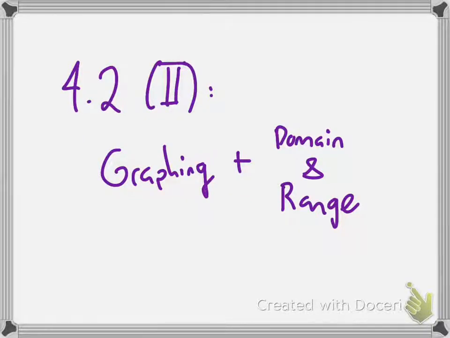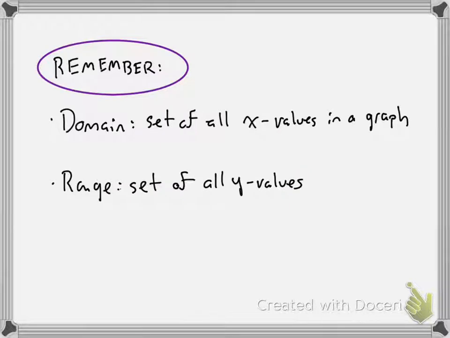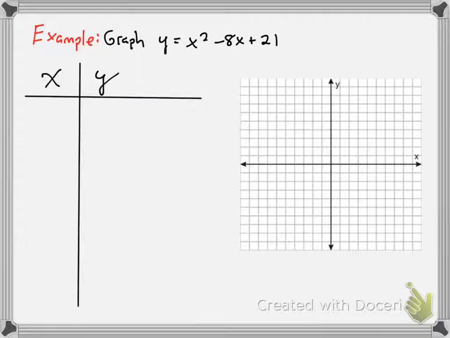Alright, so in this video, we're still going to be focusing on 4.2, but we're really just going to focus on graphing and seeing how that relates to the domain and range of a parabola. So remember, you don't have to write this down because it should be in your 4.1 notes. The domain is the set of all x values in a graph, and the range is the set of all of your y values. So let's just look at this by taking a look at the example of y equals x squared minus 8x plus 21.